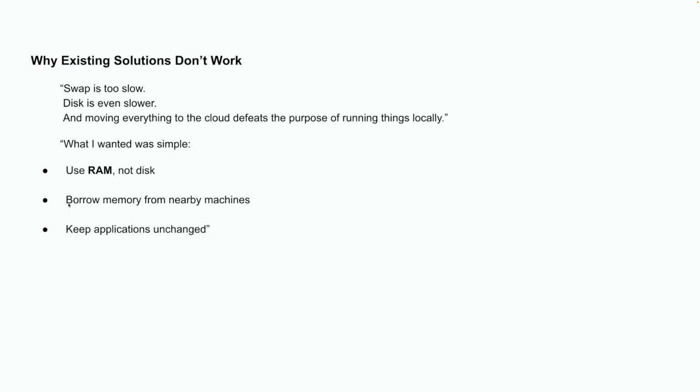The idea is to borrow memory from our nearby devices, and the applications that are running stay unchanged. We don't need to make any code changes or change any settings. MemCloud is there, it will handle everything. You can just run any application using MemCloud and it will delegate that RAM portion to some other device sitting on the local network.